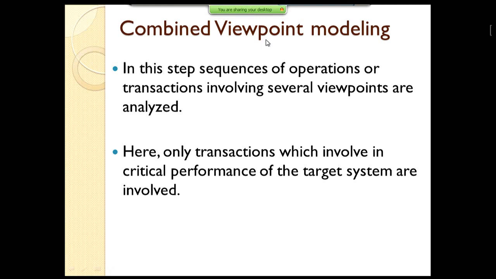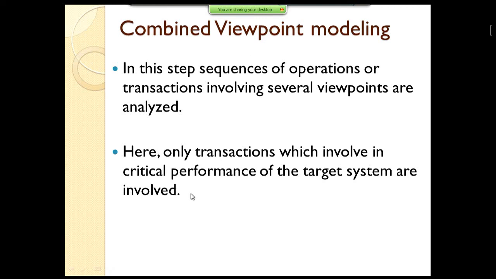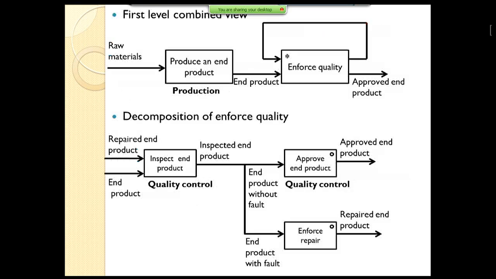The next step is combined viewpoint modeling. In this step, sequences of operations or transactions involving several viewpoints are analyzed. Here only transactions which involve critical performance of the target system are involved, instead of all the viewpoints present. Critical performance here means reliability and maintenance issues. The first level combined view is shown here.